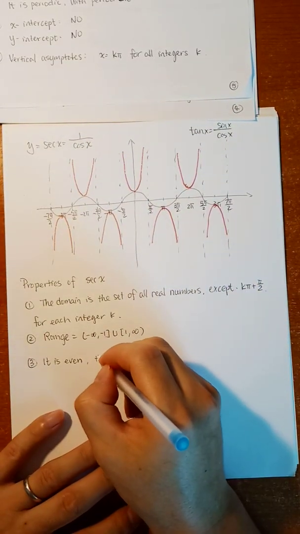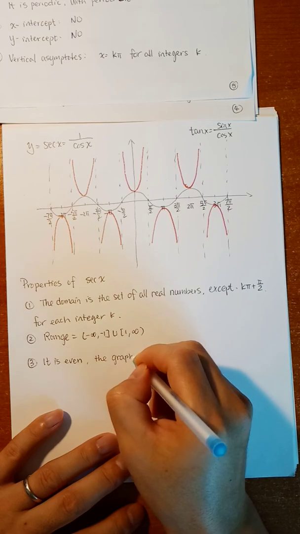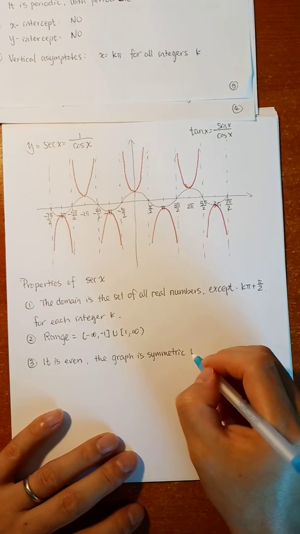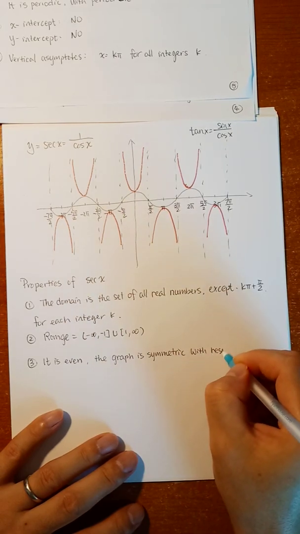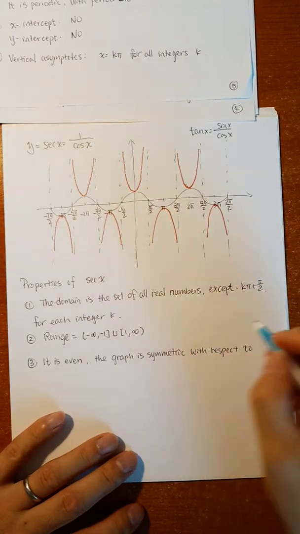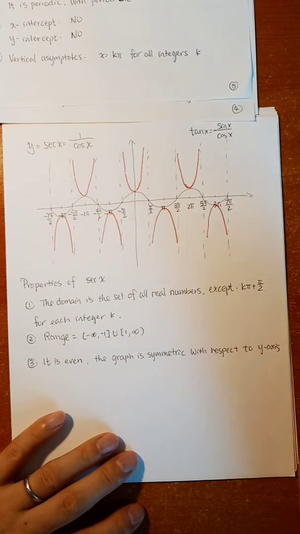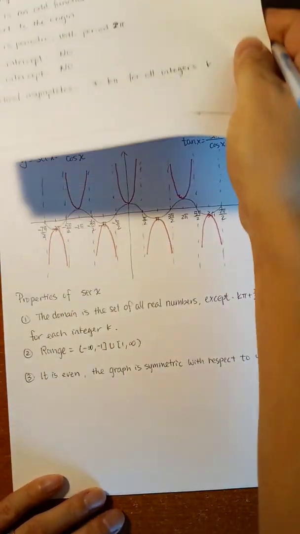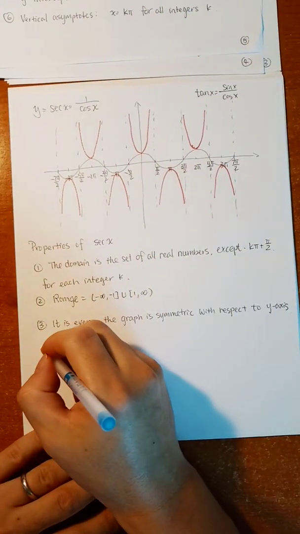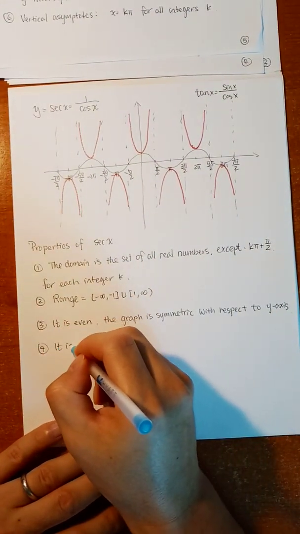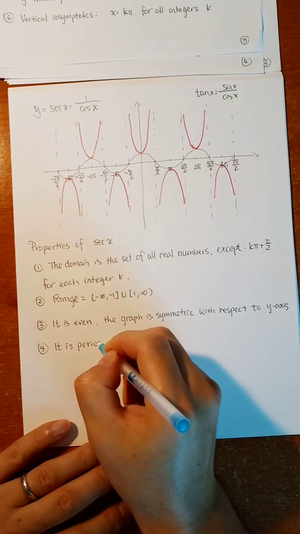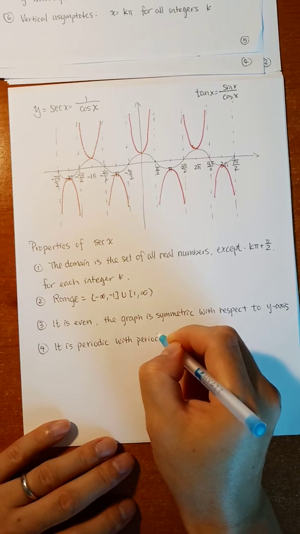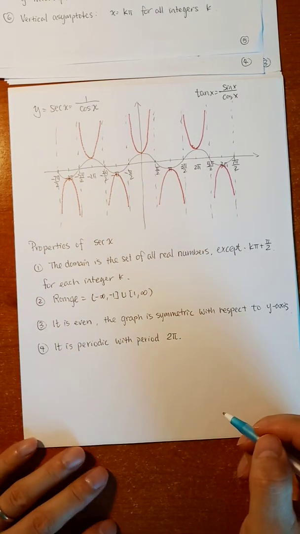It is even. The graph is symmetric with respect to the y-axis. Okay, even function. The graph is symmetric with respect to the y-axis. And 4, it is a periodic function with period 2 pi.